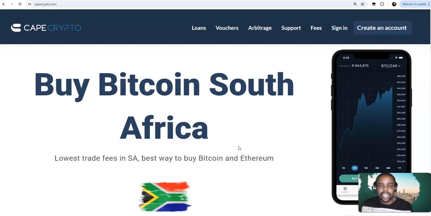Still very fresh. There are also other exchanges in South Africa that are quite prominent, but this one here was special in the sense that it is quite straightforward. There is not much complication. I've signed up, but I don't have funds within it, so I just want to see some of the features. You have loans, vouchers, arbitrage, support, fees, and signing up. I have done that and created an account. I've already signed in. Let us go through the first feature, which is loans.